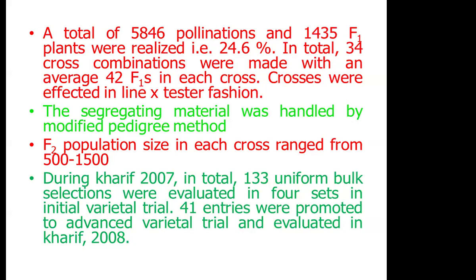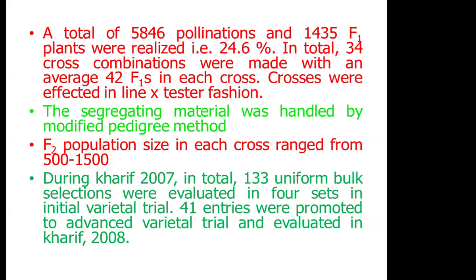In total, for 34 crosses, we made 35,846 pollinations. Out of that, we realized 1435 F1 plants. In total, 34 cross combinations we studied. In each cross, we had almost 42 F1s. This is a case study we can think of.